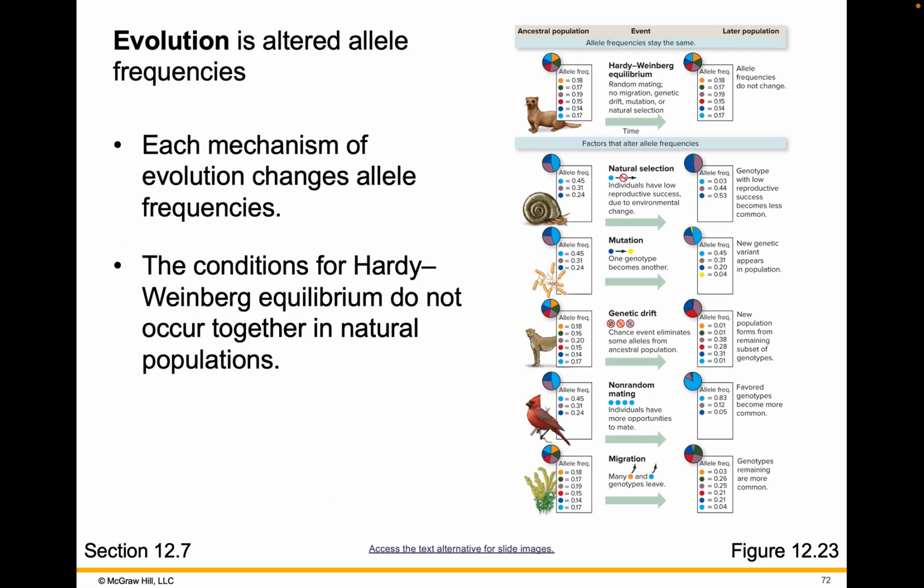All right, so keep that in mind. Evolution, what it boils down to, is a change in allele frequencies over time. Each mechanism of evolution changes allele frequencies. And the conditions for Hardy-Weinberg equilibrium don't normally occur together in natural populations, but it's useful to compare natural populations to this Hardy-Weinberg kind of standard to see how things are changing.